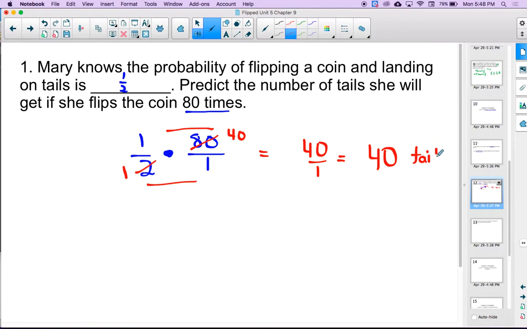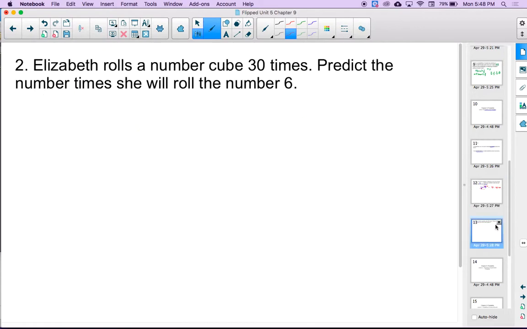Predicting the probability is very, very easy. Just take your probability of the event and multiply it by how many times you are doing the experiment in all. I have one more example for you here.